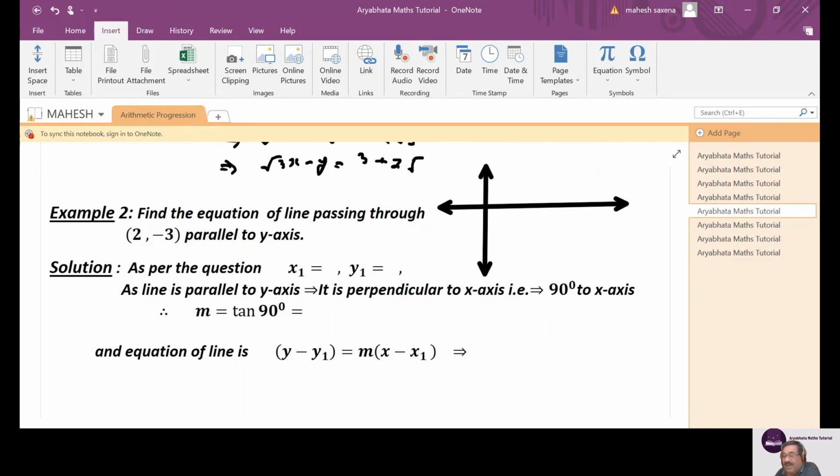Now we come to the second example. Find the equation of a line passing through 2, minus 3 parallel to the y-axis. Let this point be P, 2, minus 3, and it is parallel to the y-axis. Therefore, the line will be like this. Since it is parallel to the y-axis, therefore it makes a 90-degree angle with the x-axis.